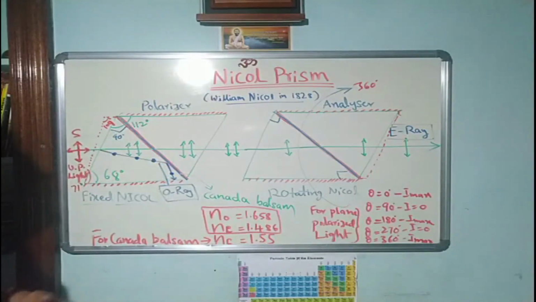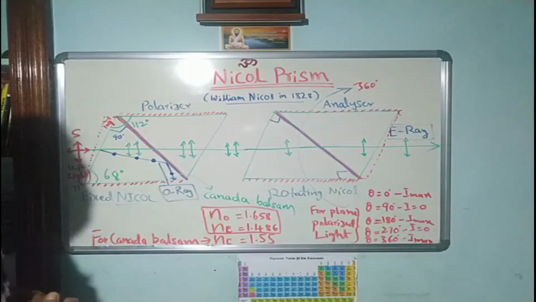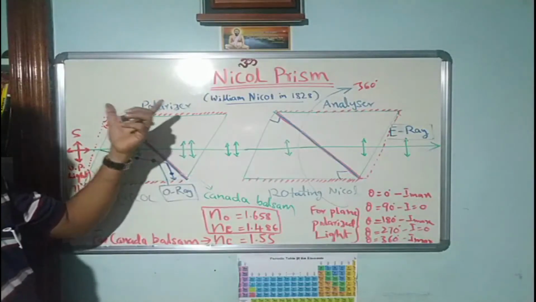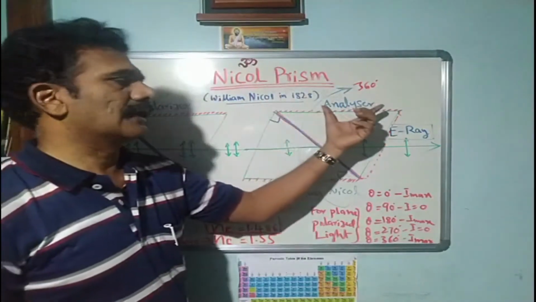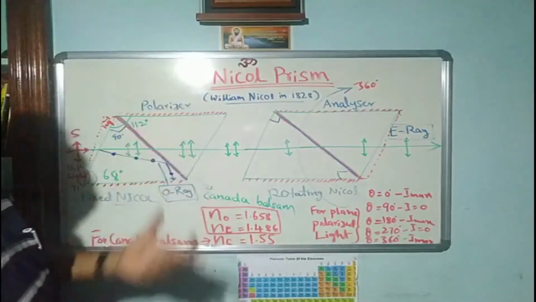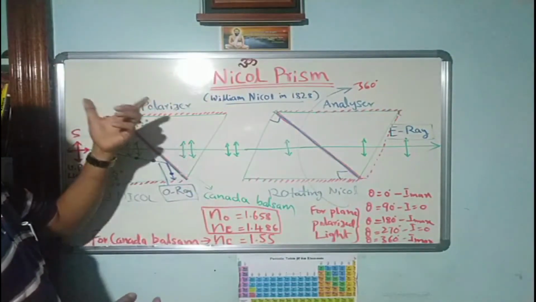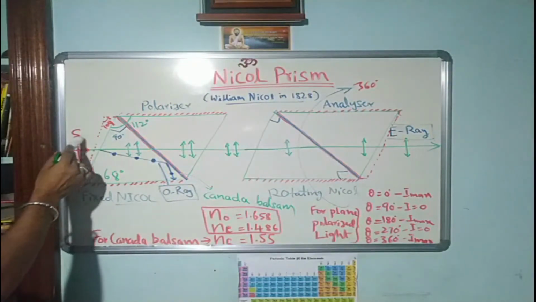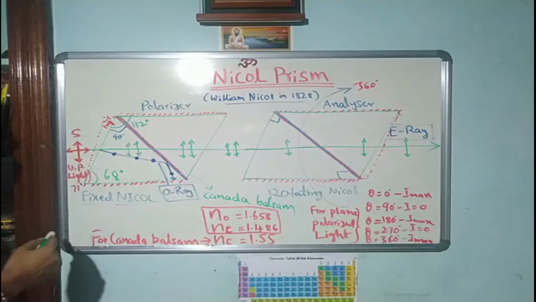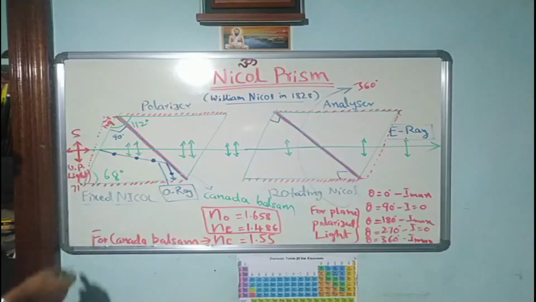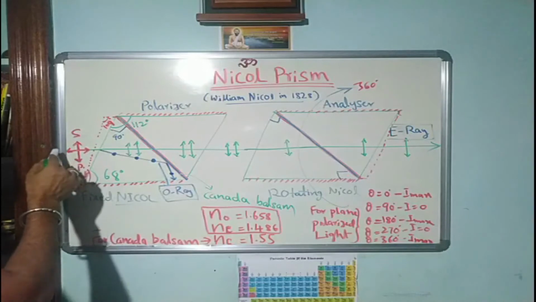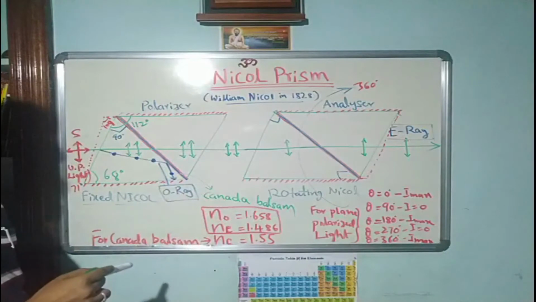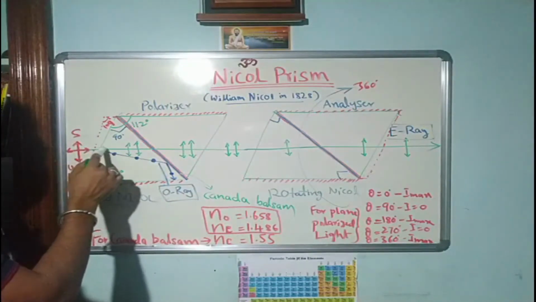Now, what is the use of this Nicol prism in polarization? In polarization, one can use this Nicol prism as a polarizer as well as an analyzer. First, let us see how the Nicol prism works as a polarizer. If we consider light emitted by a source, the light emitted by the source is usually considered unpolarized light. When it passes along the principal axis of the Nicol prism, it is allowed to pass through like this.